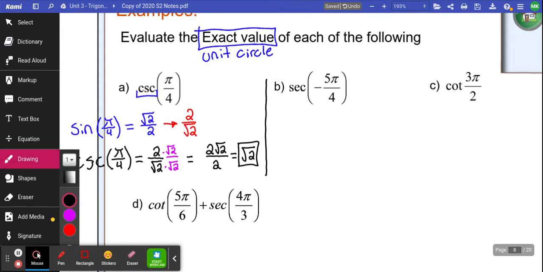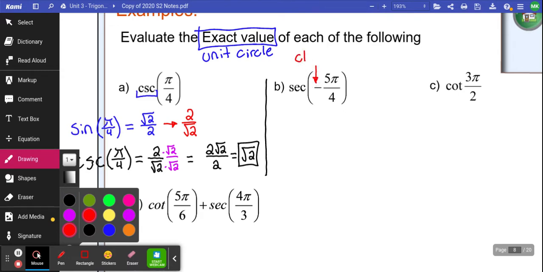Secant negative 5 pi over 4. What does negative mean? Yeah, it means you're going clockwise. So you're going the opposite direction, 5 pi over 4. There's different ways that you can tackle this. I would look at where positive 5 pi over 4 is, and then go that same distance the opposite direction. That's how I like to do it.